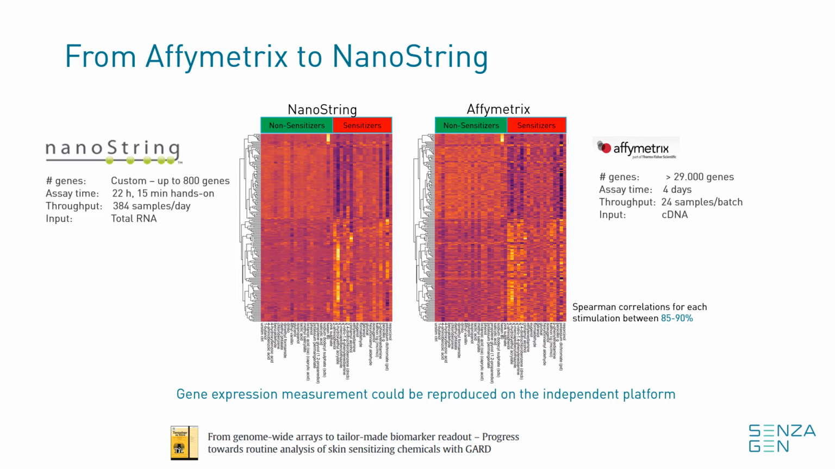What you see here in this figure is a comparison between the Affymetrix microarray data on the right and the novel NanoString data on the left. As you can see, the gene expression measurements were reproduced and validated on the NanoString platform, demonstrating that the genomic biomarker signature is a stable and fixed biological endpoint, independent of technological means used for gene expression measurements.